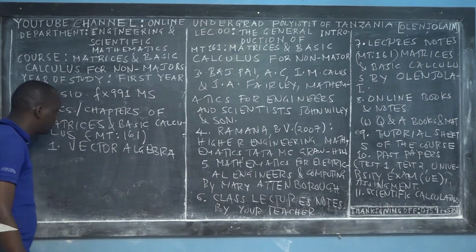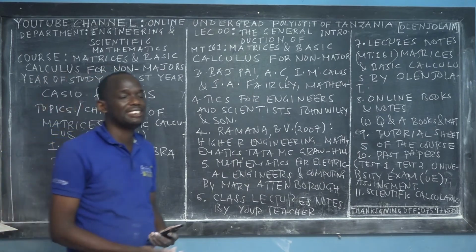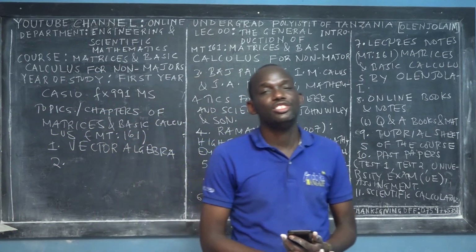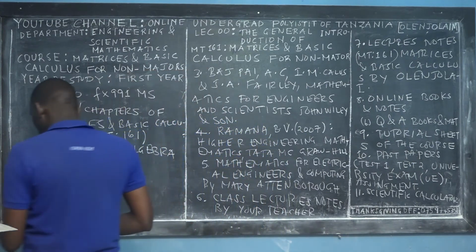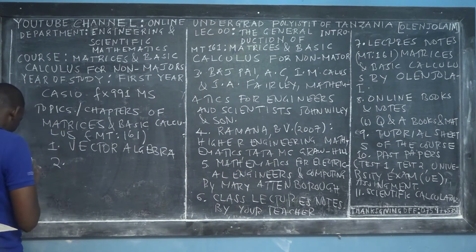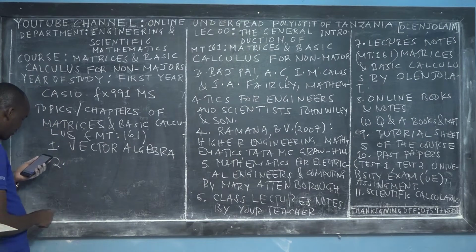The prerequisite of this course is advanced mathematics, or the engineering and scientific mathematics course that you learned during your diploma. The first topic is called vector algebra. I will explain what we are going to cover there.